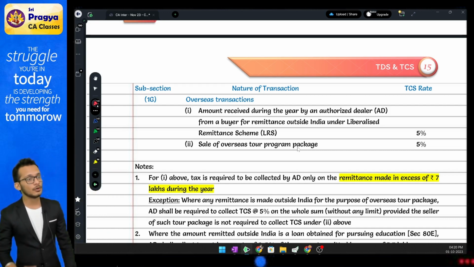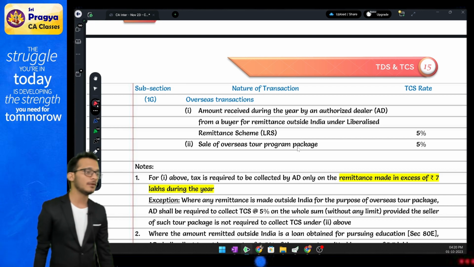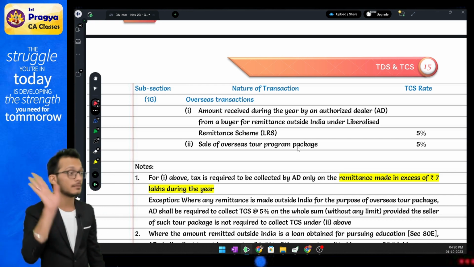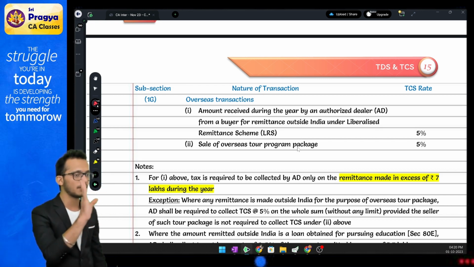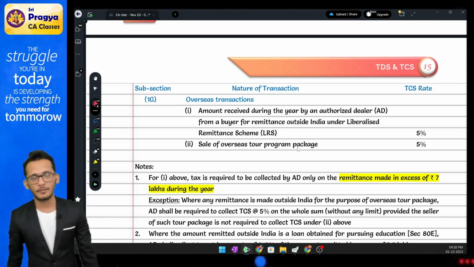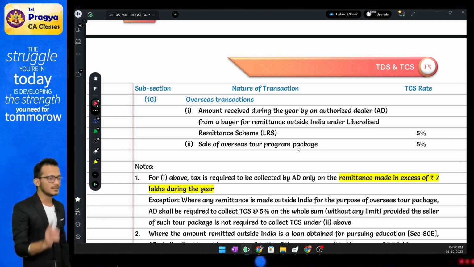now the tour package should be an overseas tour package. If you are going to make a payment for an overseas tour package, it is 5% with no limit. 5% no limit, even 1 rupee is charged 5%. That is what the provisions are, with certain exceptions given to you.